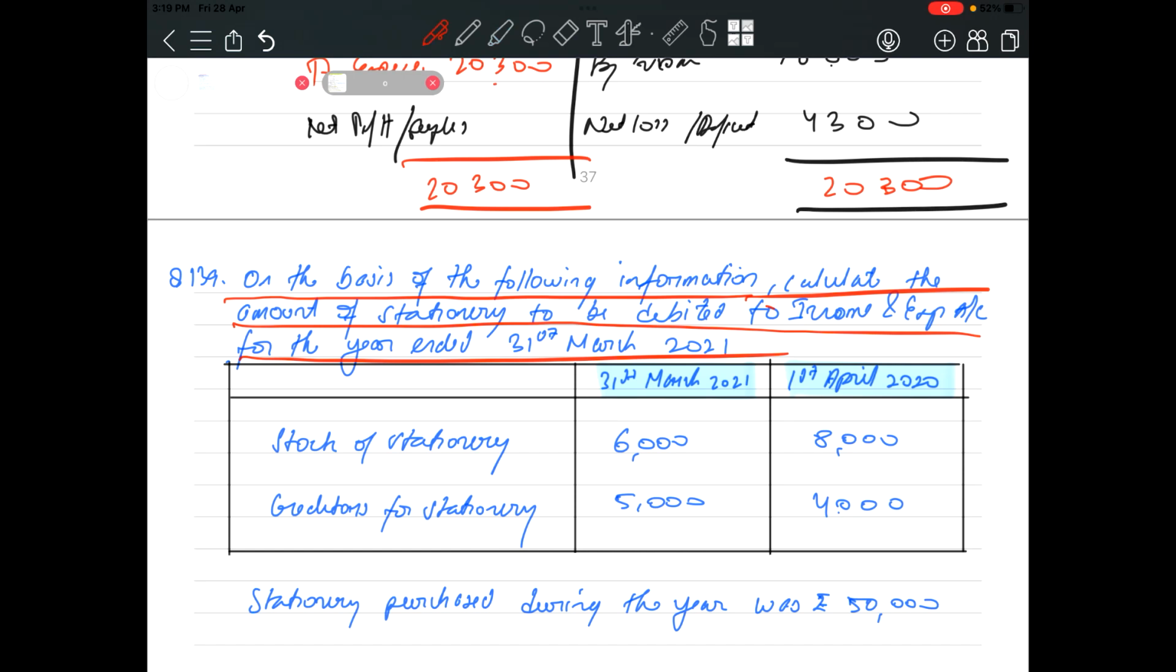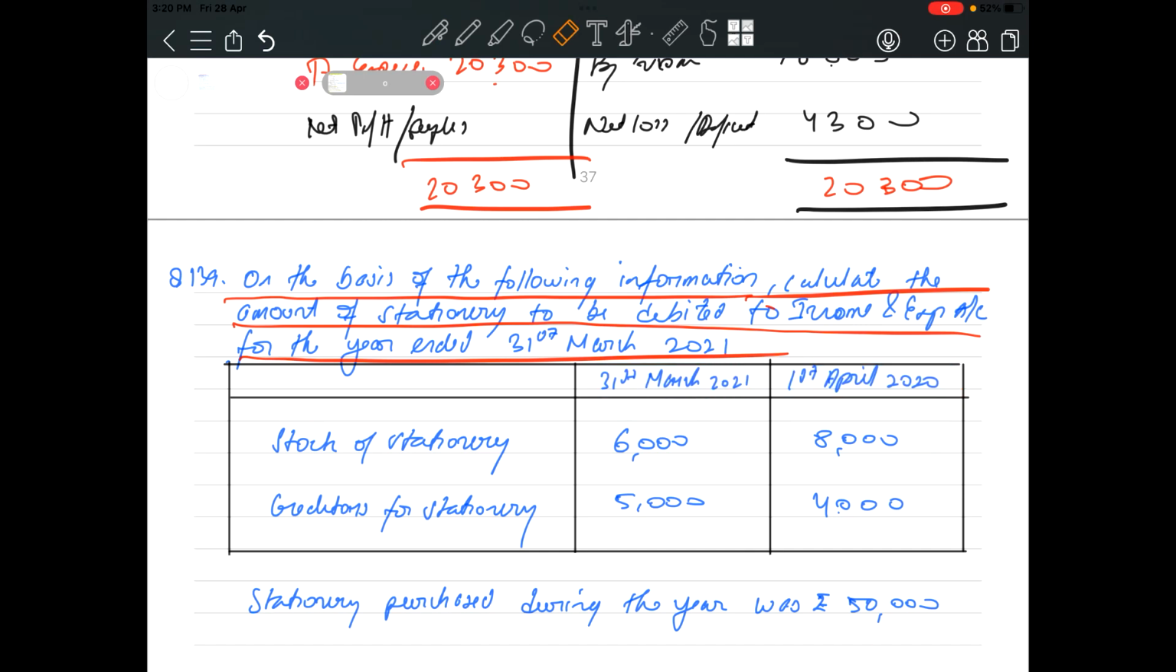See, the opening balance is given on the right hand side, and the closing balance is given on the left hand side. You have to be very careful. Students, the mistake you will make is you will take this as your opening and this as your closing. But no, this is the opening because it is on 1st April 2020 and this is the closing. Be very, very careful in this type of questions.